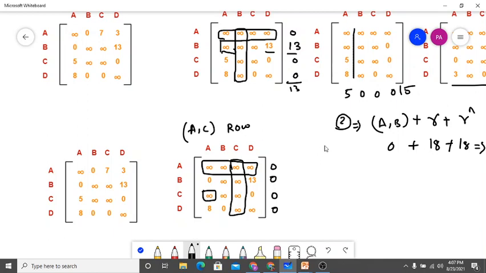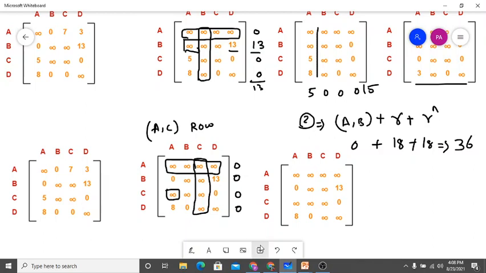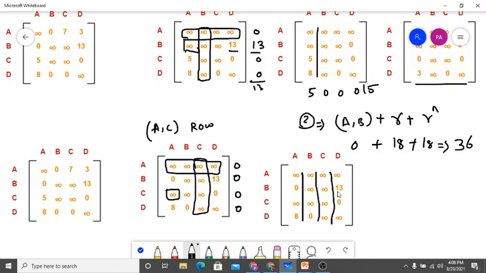If we go to the columns, we need to do it column-wise. In this column we have 0, in this column we have 0, in this column all are infinity, so no need for zeros, and here also is 0. So what is the total cost here? 0. So here we got the answer 0.